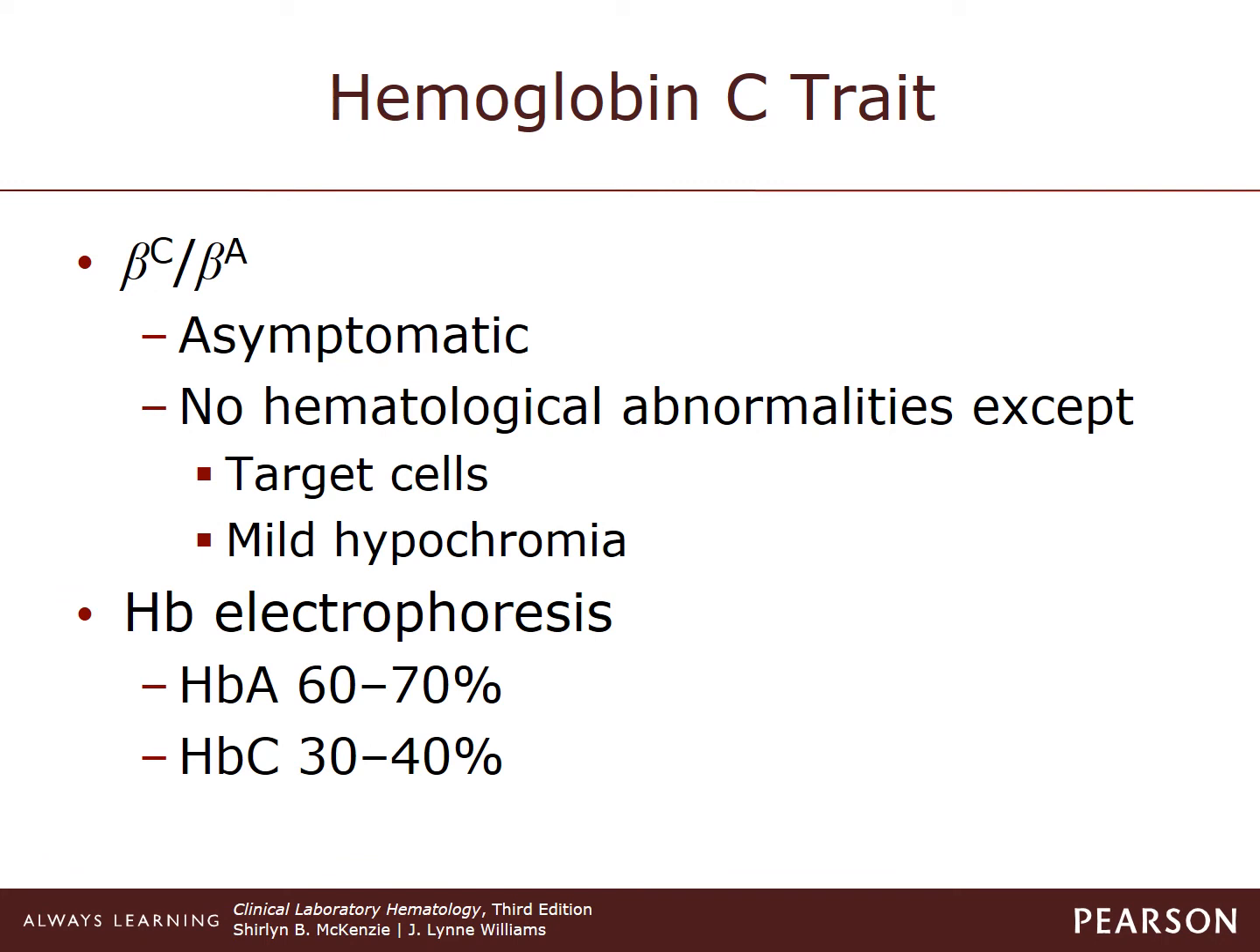Now, hemoglobin C trait is where you're inheriting one normal beta chain and one structurally abnormal beta chain. Patients here are usually asymptomatic, but you may see a mild hypochromia with target cells on the peripheral smear. The hemoglobin electrophoresis may show a normal hemoglobin A of 60 to 70%, while hemoglobin C only shows 30 to 40%.